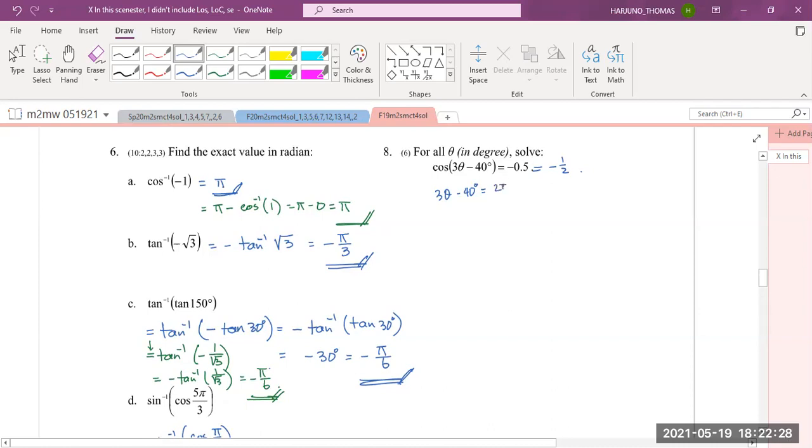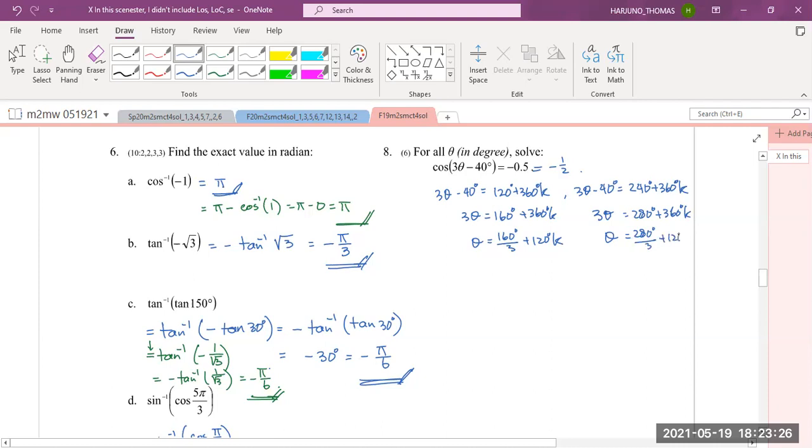In quadrant 2, I'm sorry, in degrees, that's 120 degrees plus 360 degrees K. 3 theta minus 40 degrees in quadrant 3 will be 60 degrees plus 180, 240 degrees plus 360 degrees K. So let me solve this. 3 theta equals 160 degrees plus 360 degrees K, divided by 3. That's for number 8.